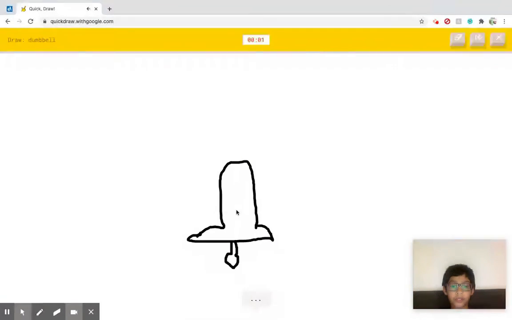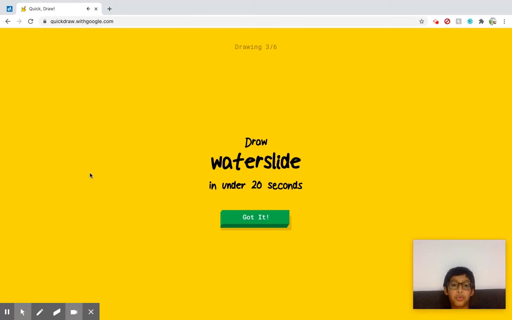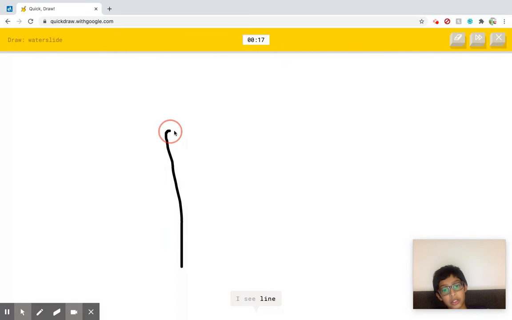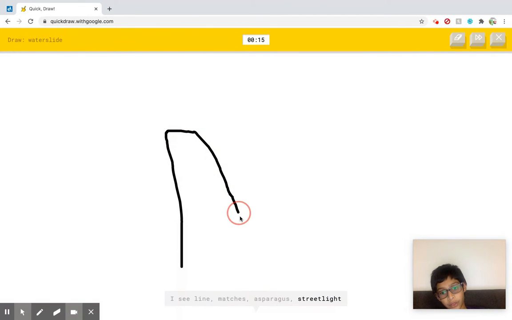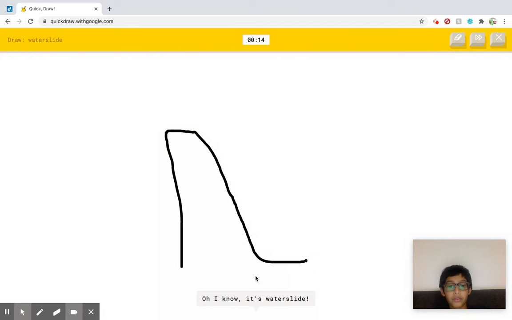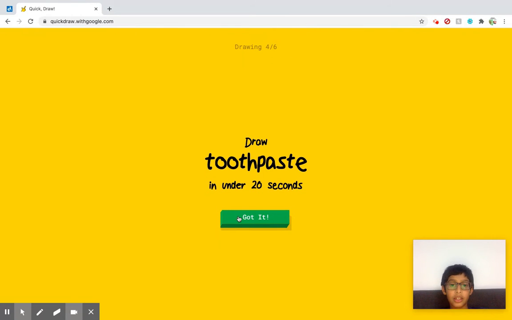Okay. Sorry, I couldn't guess it. Okay, water slide. I see lime, or matches, or asparagus, or street light. I see skyscraper. Oh, I know, it's water slide. Yay.